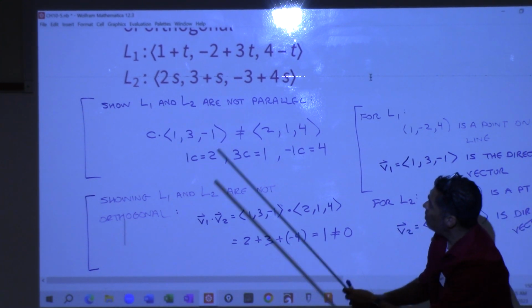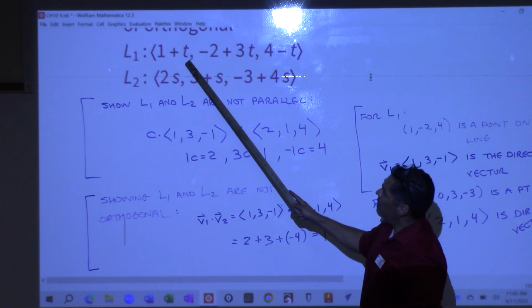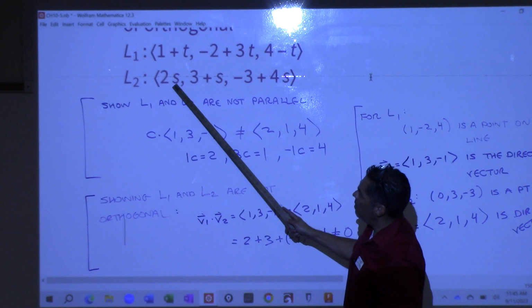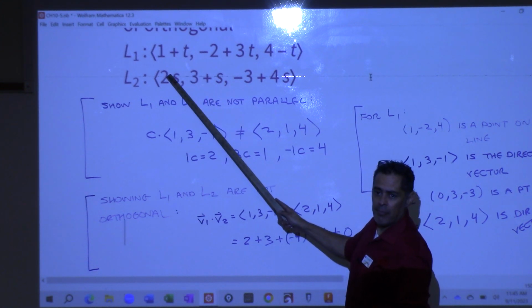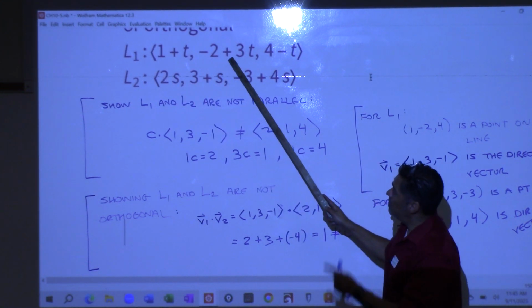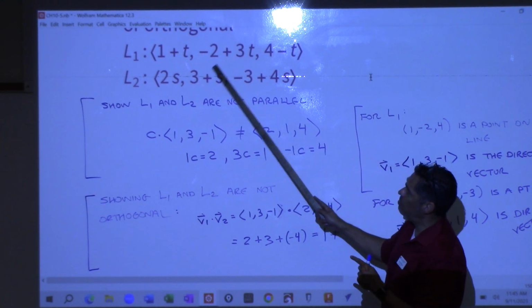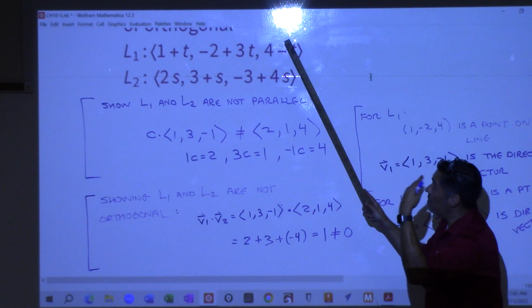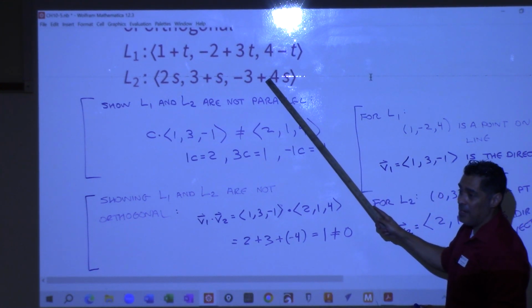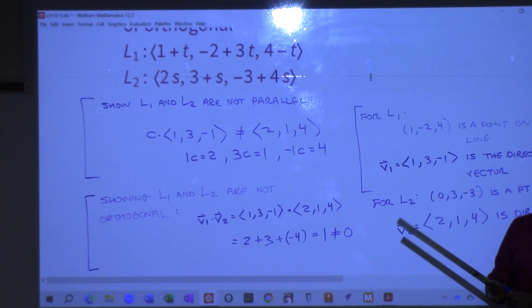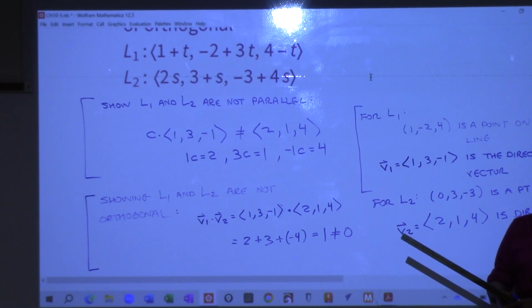Set them equal. So I'm asking myself, is there a t that I could plug in here and an s that I could plug in here to make these the same? Can I plug that same t into here and that same s into here and get these two to match? And can I plug that same t into this and that same s into this and see if those match? So can I find a t and an s that make the components equal to each other simultaneously? Make sense?